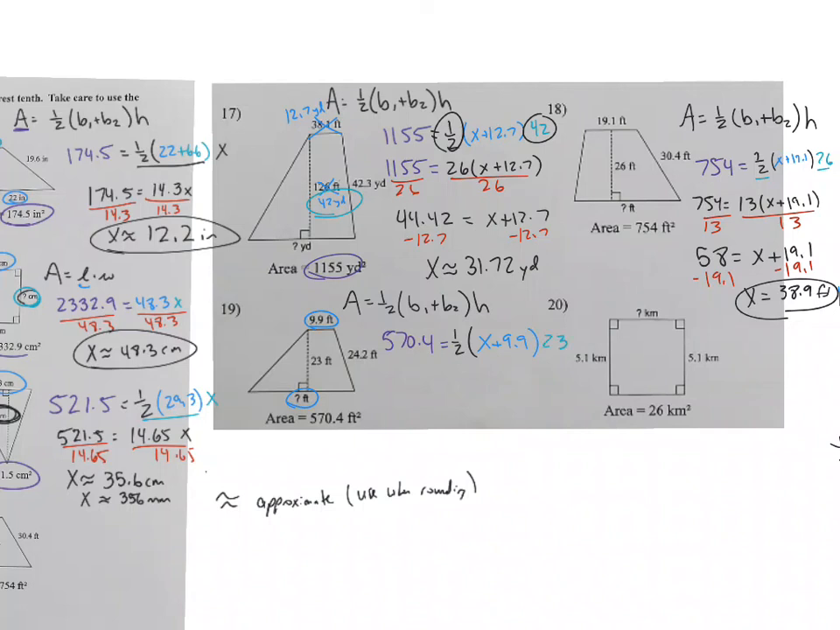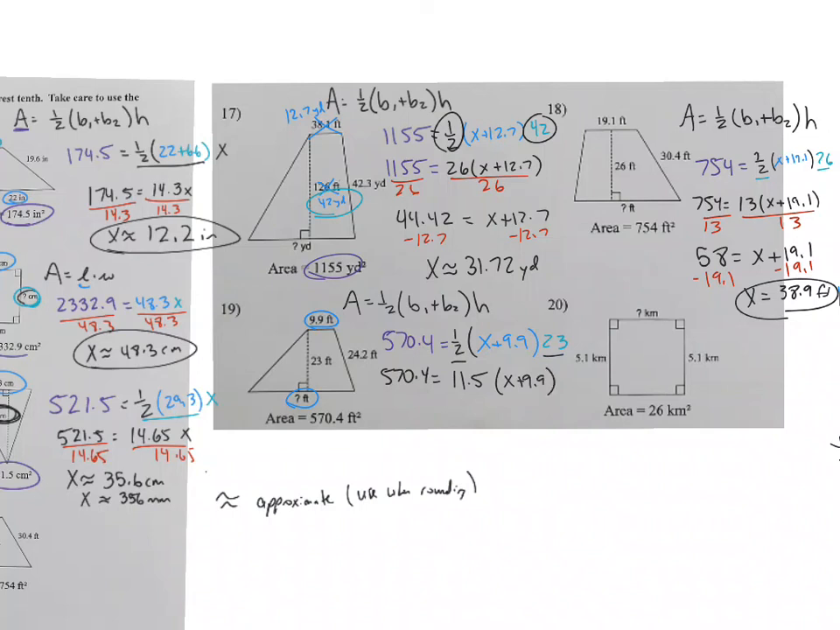A lot of times they put those slant lengths there just to mess with you because you don't need them. Like in number 17, the 42.3, in number 18, the 30.4, in number 19, the 24.2. It's just to mess with you. Now I'm going to do 1/2 of 23, so I'm going to get 11.5 here. I always do those two first just to make my life way easier. So I have 570.4 equals 11.5 times x plus 9.9.